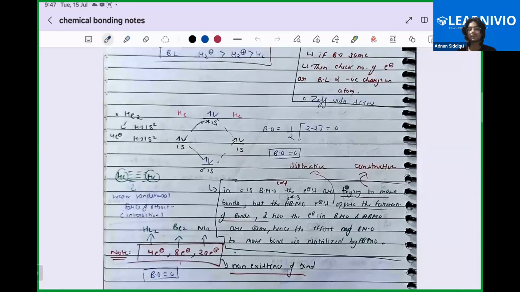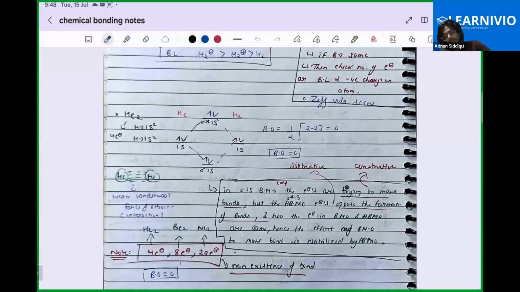If you use the formula, bond order (BO) is equal to half times the number of electrons in the low energy state, the bottom area, minus the number of electrons in the high state. So in helium there are two electrons.